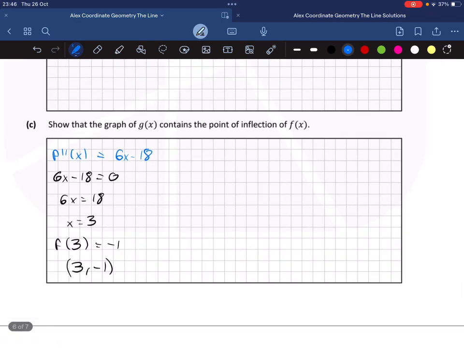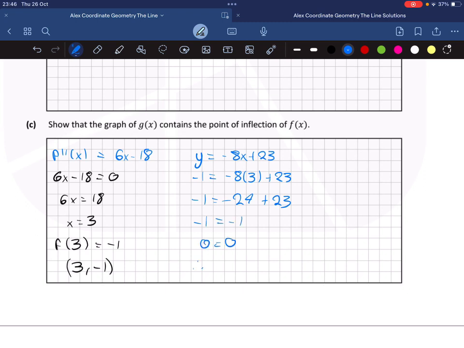So now we need to prove that this point actually lies on the graph, or is on the line g of x. Well, g of x, that was y is equal to -8x plus 23. So I'm just going to sub the point 3 in for x and -1 in for y. So we have -1 is equal to -8 times 3 plus 23. Simplify: -1 is equal to -24 plus 23, so -1 is equal to -1. Add 1 to either side, 0 is equal to 0.